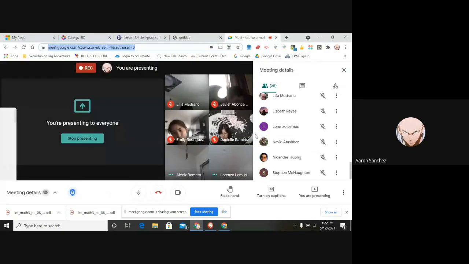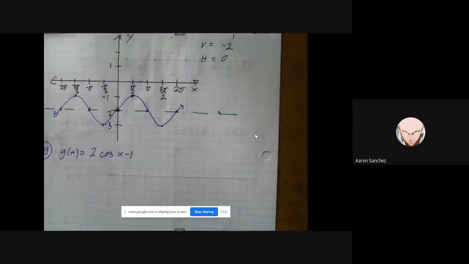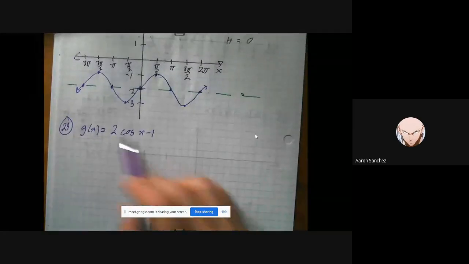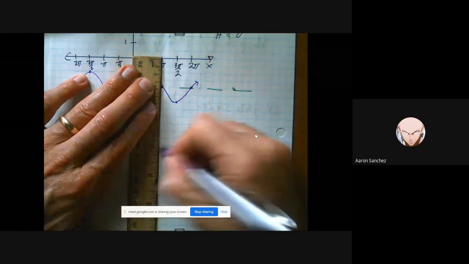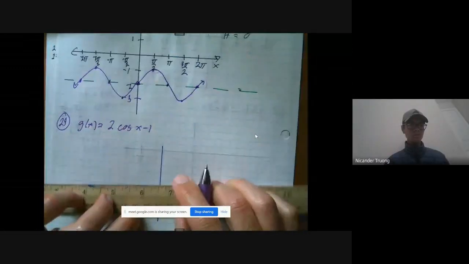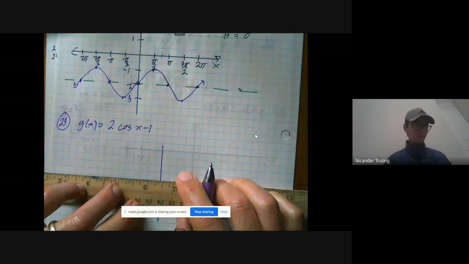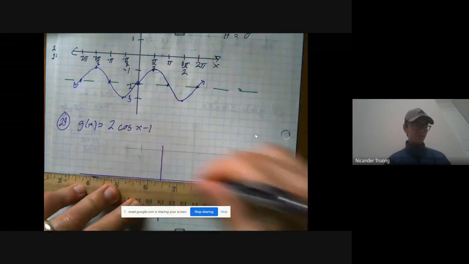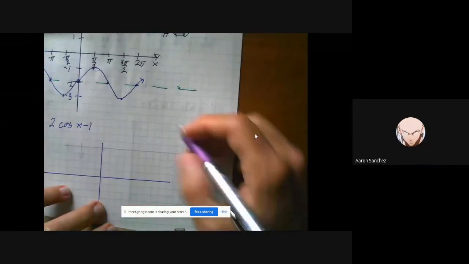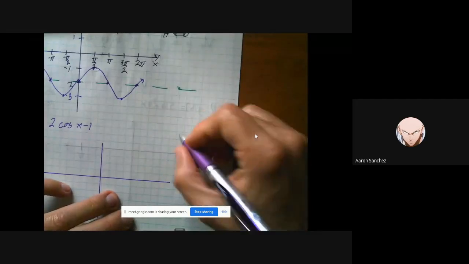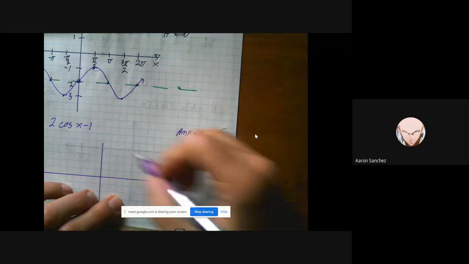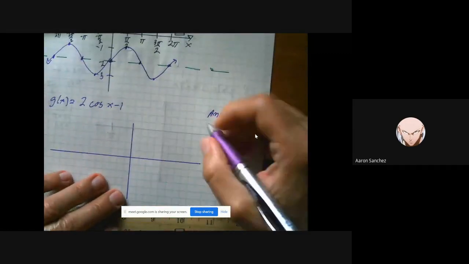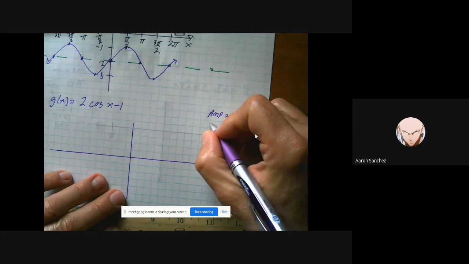Okay, let's go with Nicander. Tell me about these numbers, the 2 and the negative 1, as I'm drawing my graph. What do those affect on my graph? 2 is the amplitude, and -1 is the vertical shift. Yes, very good. He's 100% correct. So the amplitude is going to be 2. That means we're going to stretch it at 2. So I'll just change my scale a bit. And then we have the period.